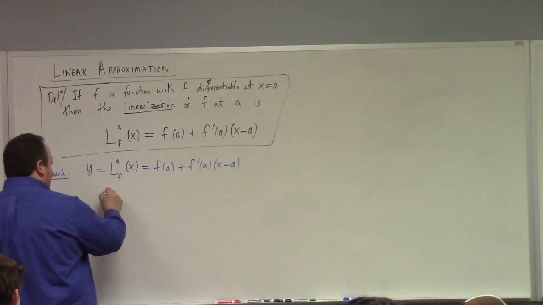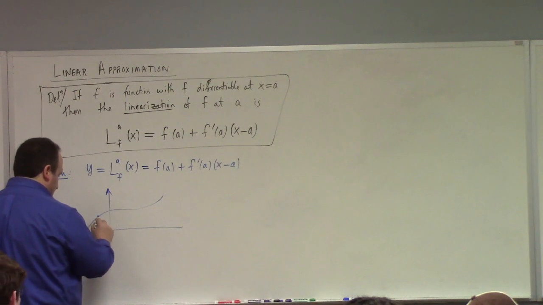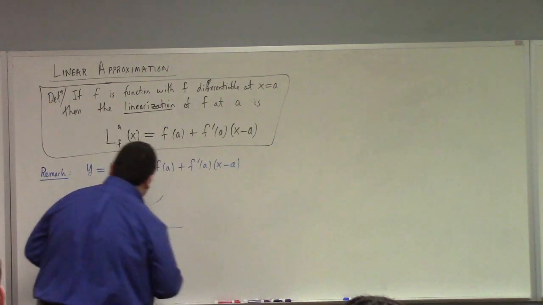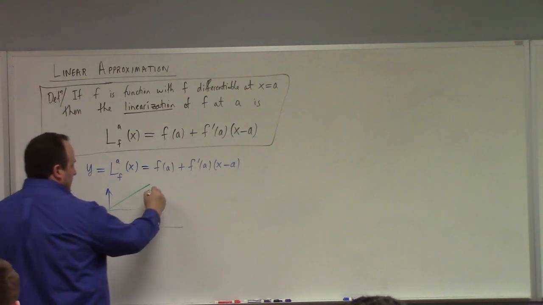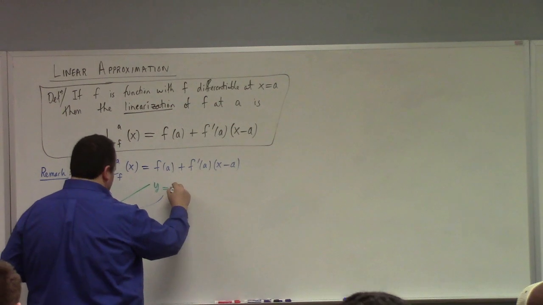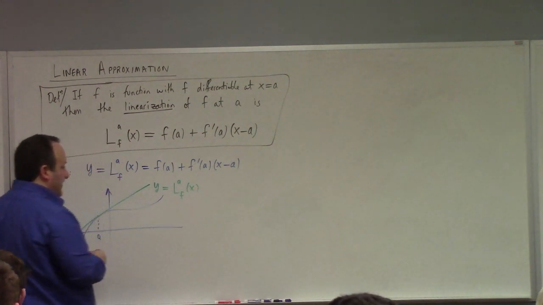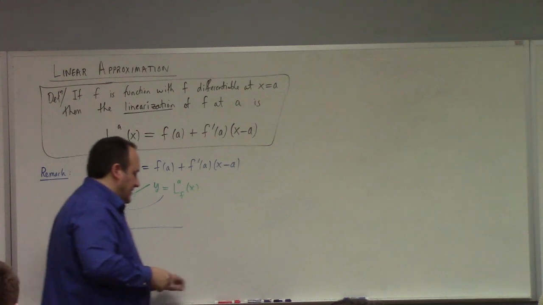So the best linear approximation to the function is the tangent line. In other words, another way to say this is that the linearization is nothing more than the function whose graph is the tangent line. All right, that's it. So let's look at an example.